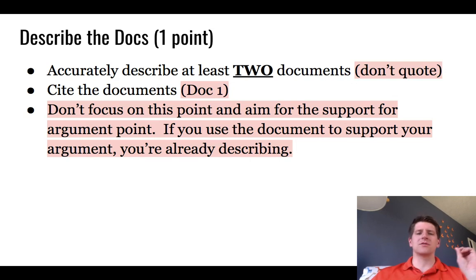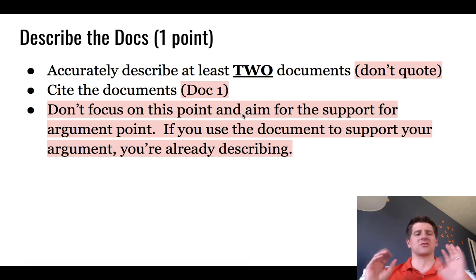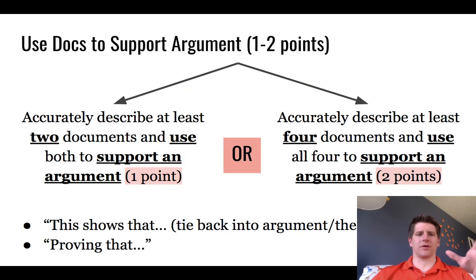Of the 5 documents, you need to describe 2 of them. That's it, just to get 1 point. And I would strongly suggest you don't focus on this point. You aim for the next point, which is the support for argument. This is just purely, I don't even have an argument. I'm just describing them. You guys can do that in a heartbeat.